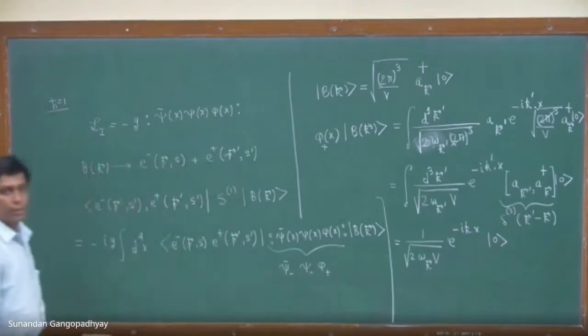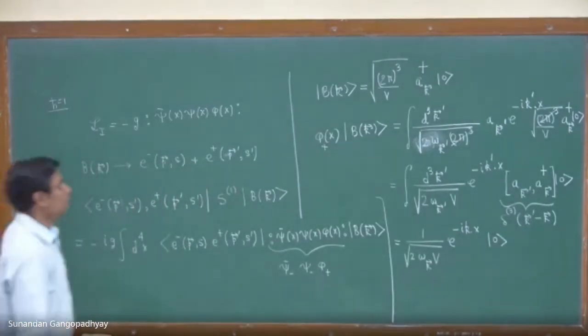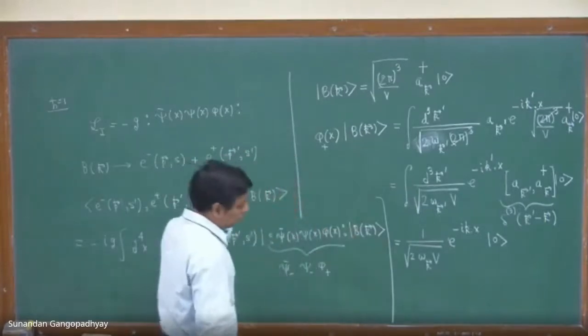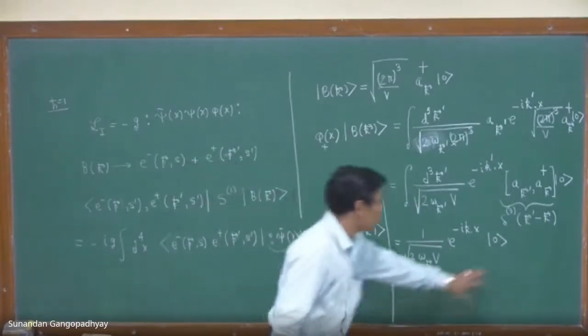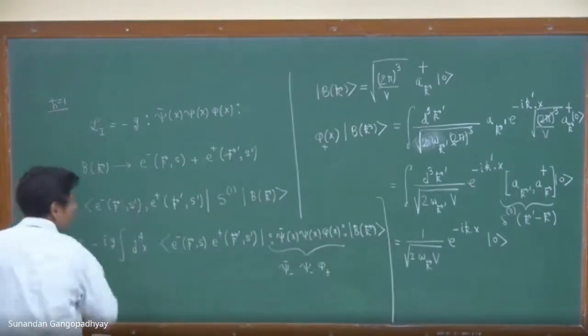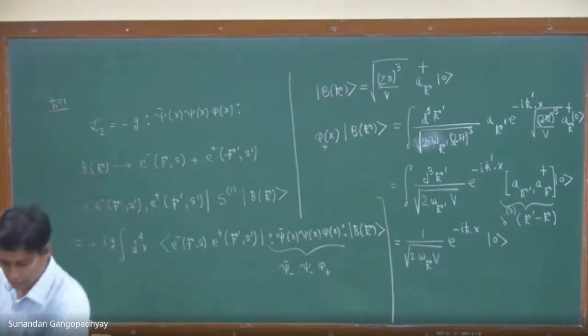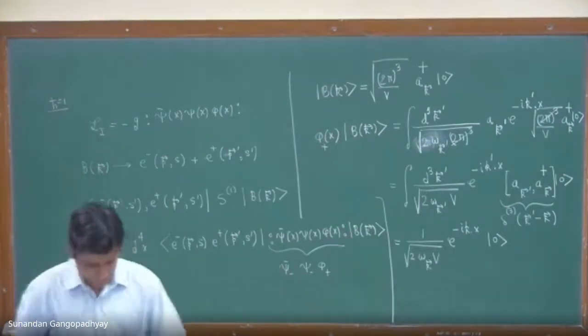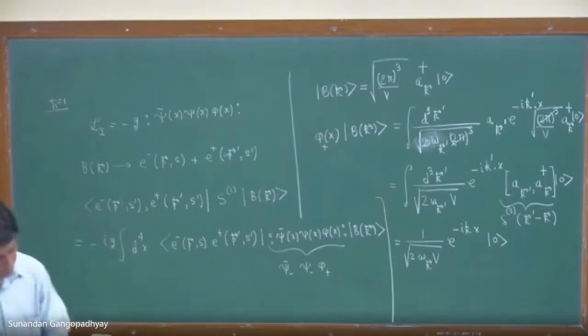That is what we should do. So you know the action of this. What has happened is that you have got this vacuum on the right hand side. That is what we want to get. Now we have to calculate other things similarly. So what we need to do is the following.